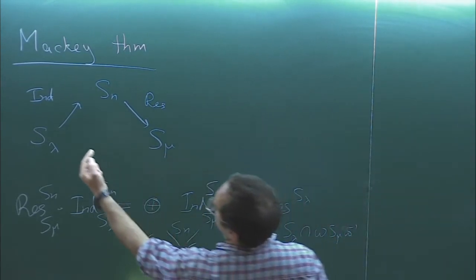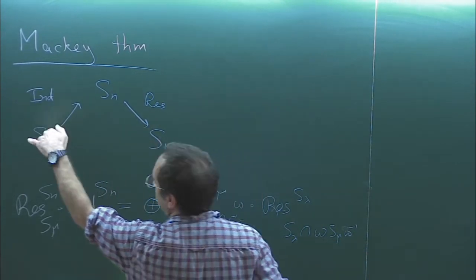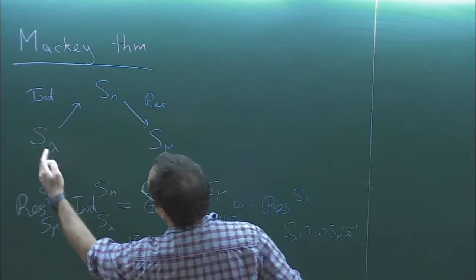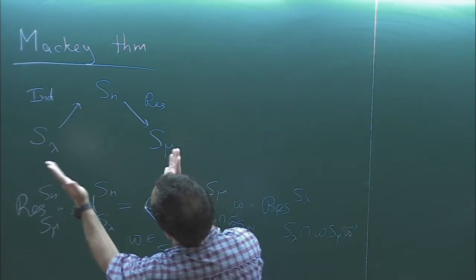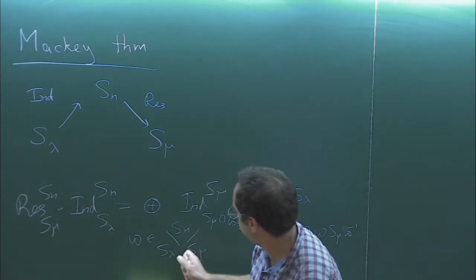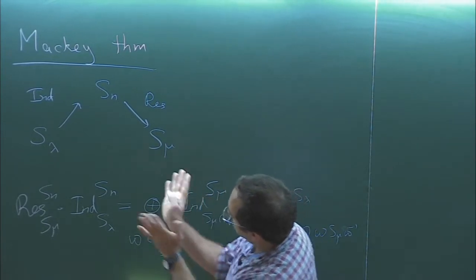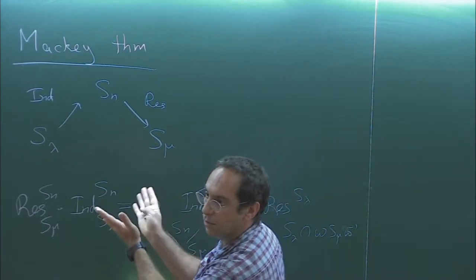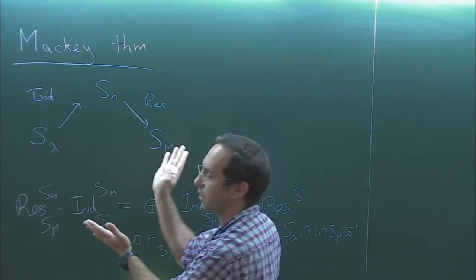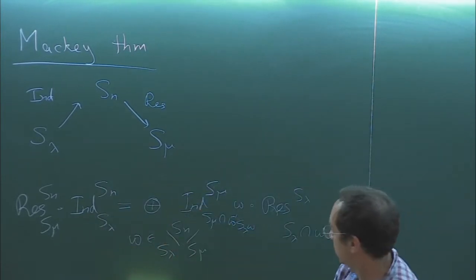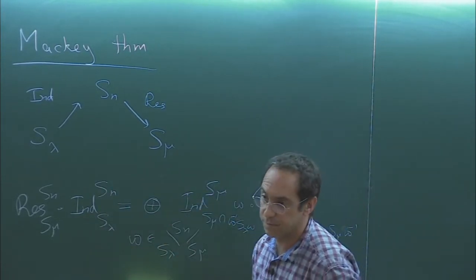So we go up, we go down, and then we go down and go up, but we need to go over all the possible representatives. We need to take into account all the possible relative positions of a copy of S lambda and a copy of S mu. That's what the double coset representatives give us.